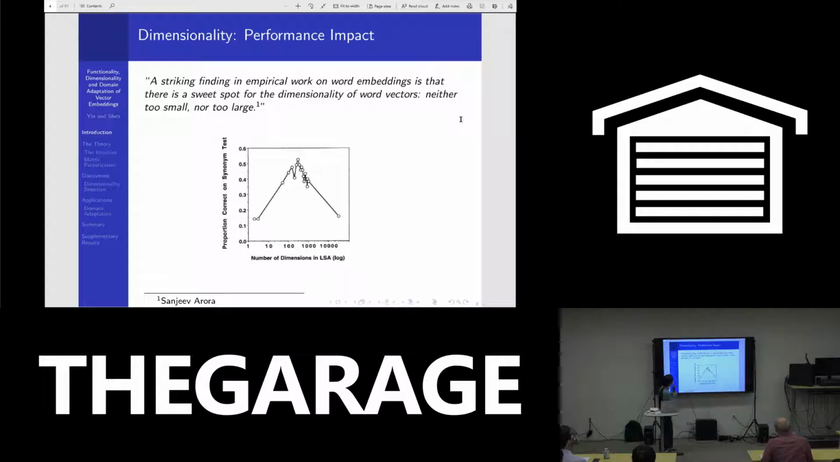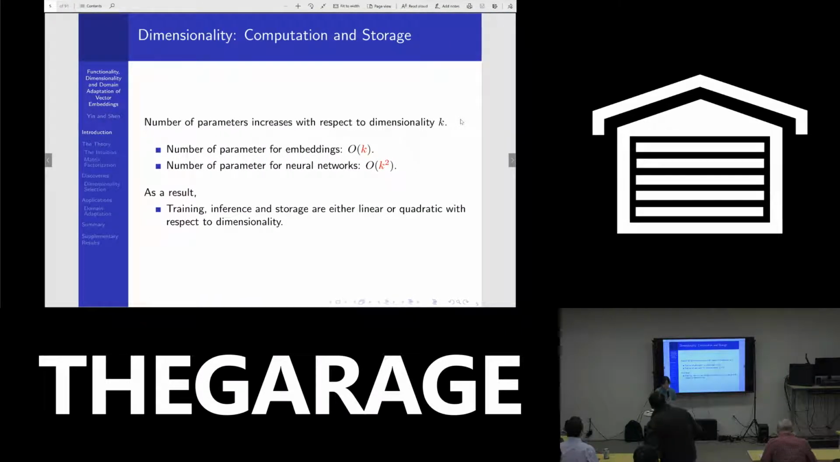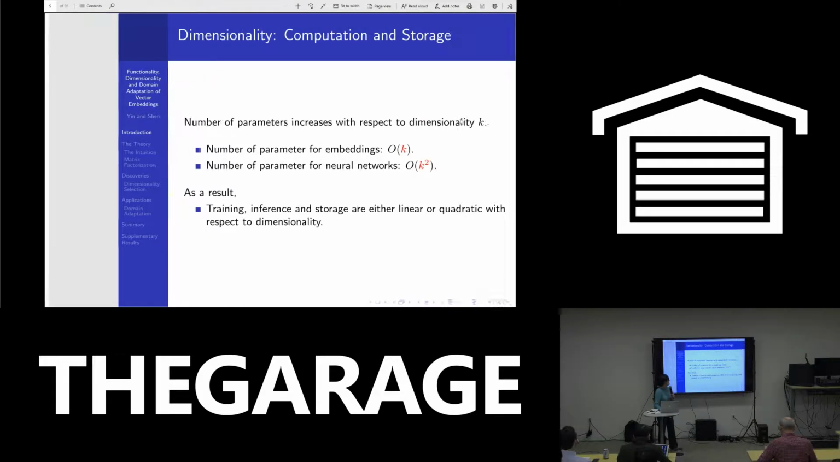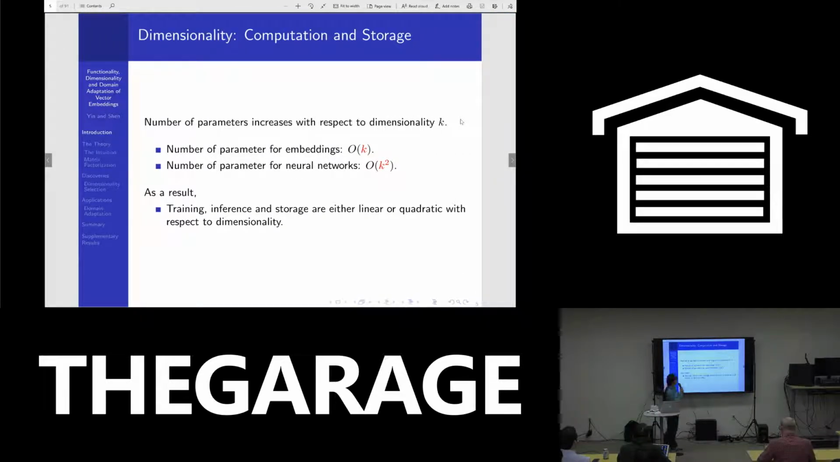So our study is motivated by this sweet spot phenomenon. As we've seen from the previous plot, the training, inference, and storage costs are either linear or quadratic with respect to dimensionality. This is because in real-life tasks, the number of parameters for embedding is a linear function of k, and the number of parameters if you're using neural networks is a quadratic function of the dimensionality k.